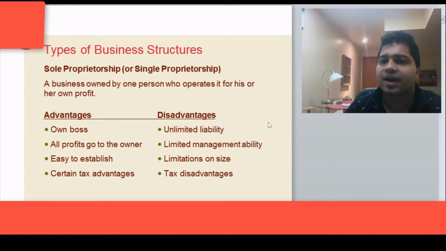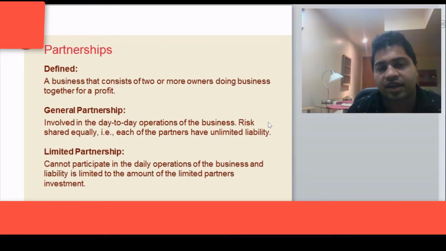There is limited management ability. So I may be good in sales and marketing, but I lack the administrative part of the business, so I may suffer because of that. There is a limitation on size, and there are certain tax disadvantages also. There are a lot of expenses that a corporation can claim for tax purposes that are not allowed when you run it as a single proprietor.